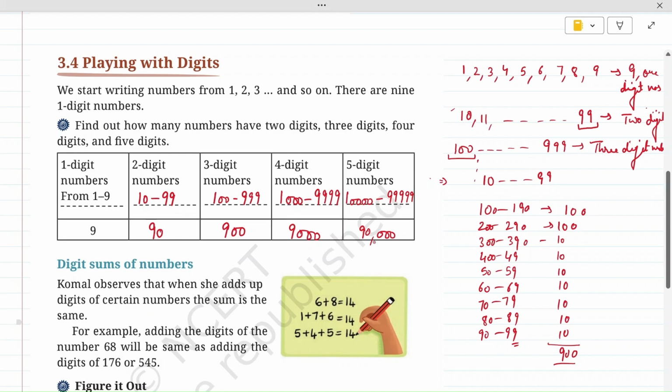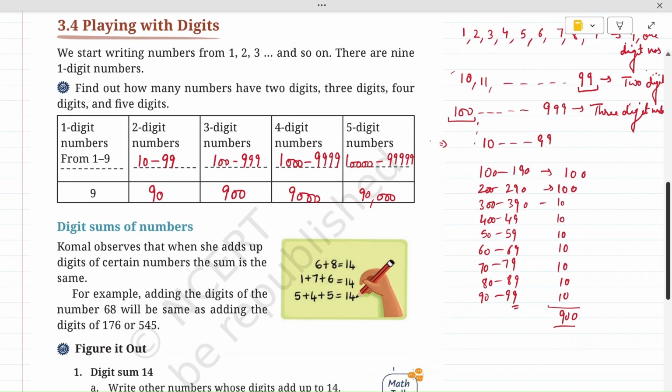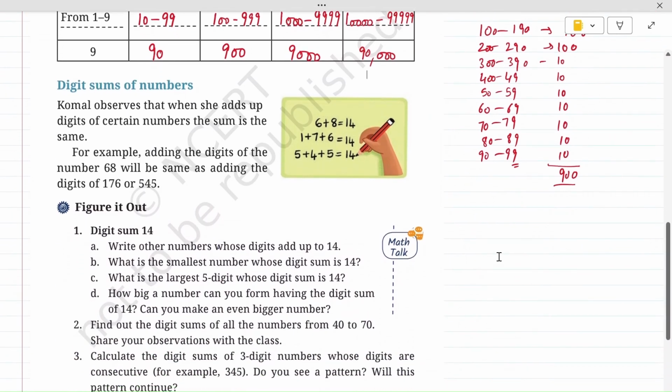Okay, so I hope this is clear. This is important because going further, we will have many questions based upon the thing that you have to do calculations on the lowest or the largest 2, 3, 4, 5 and so on digit numbers. Okay, now moving further, we have digit sum of numbers.